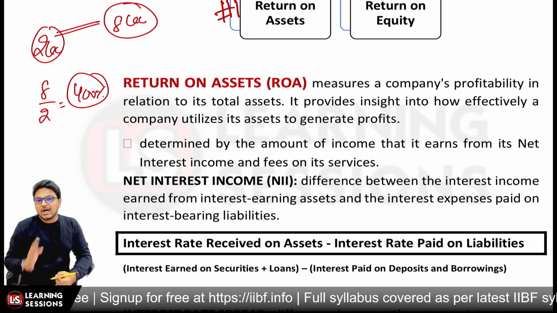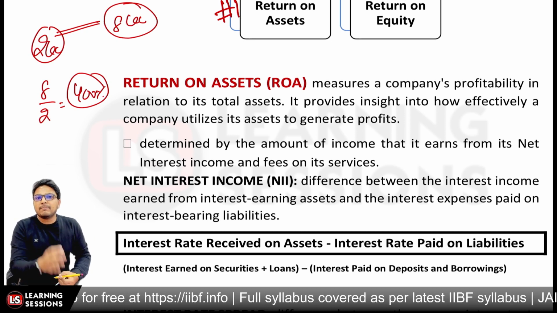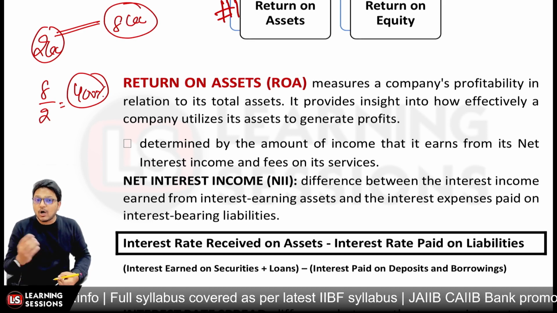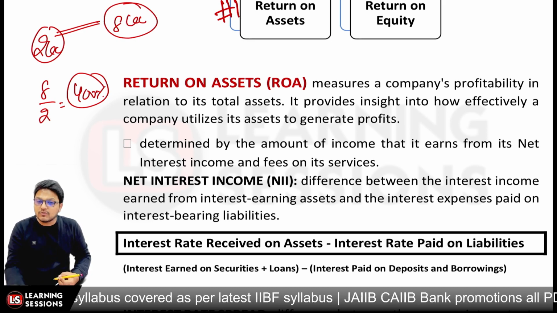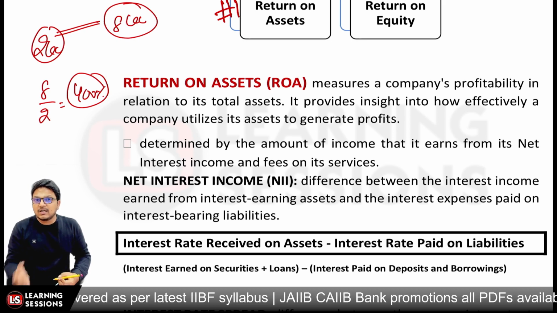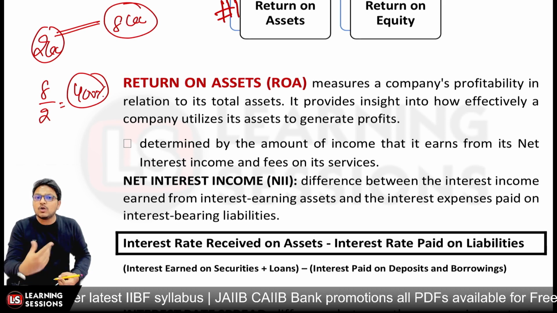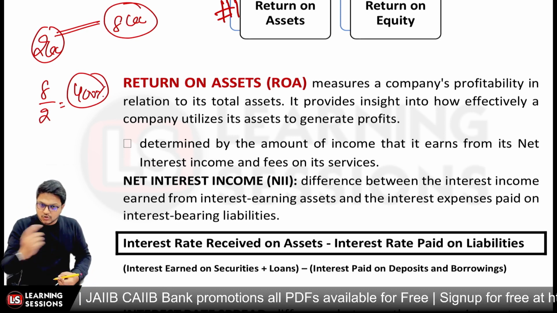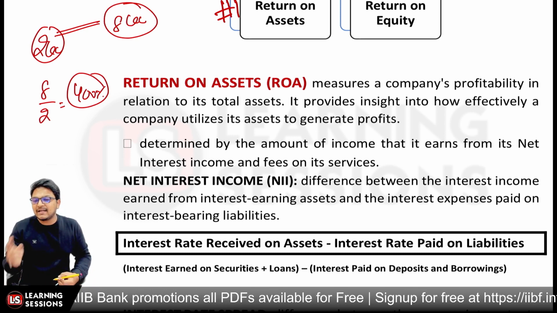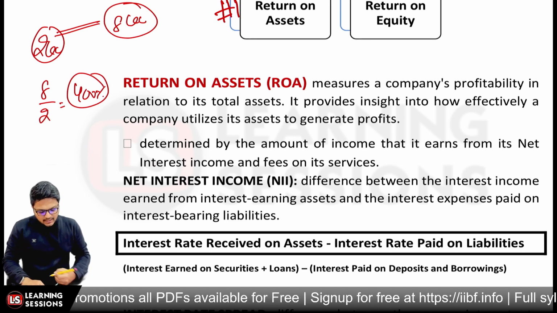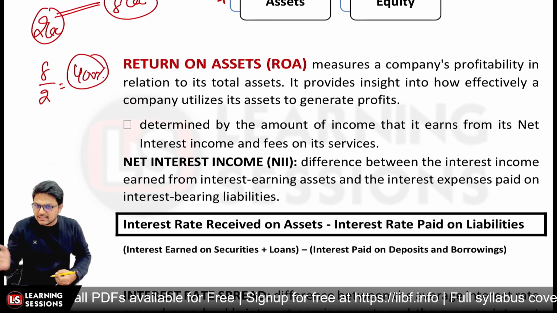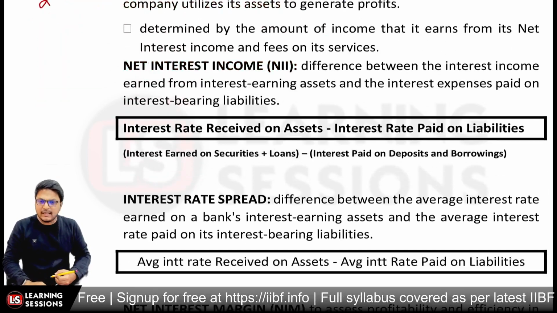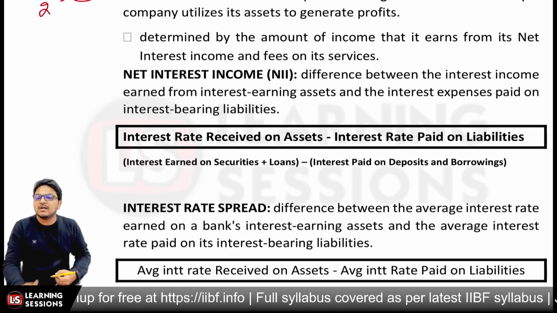So what does ROA basically do? We measure a company's profitability in relation to the total assets that the company has. It indicates how effectively the company is utilizing its assets so as to generate profits. It is determined by the amount of income earned from net interest income, or as a fee on the services. So we can look at NII, that is the net interest income, the net interest rate spread, or the net interest margin.